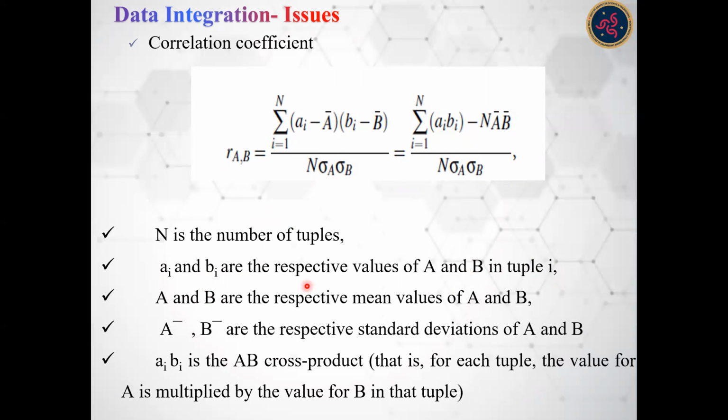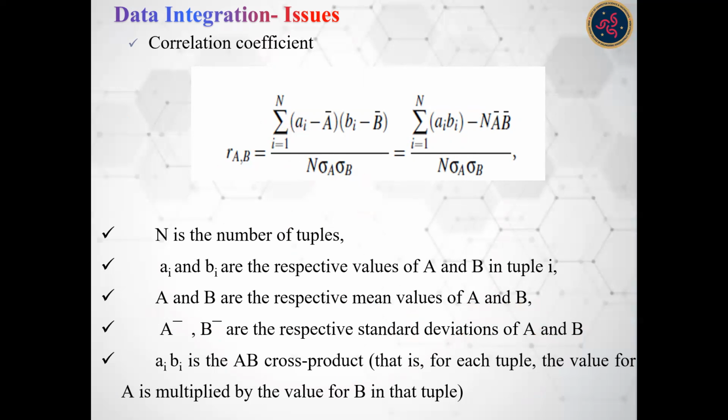Again, we are doing this over the numerical values, right? So we need to find the standard deviation of A and B and the mean values of A and B. The mean values will be A bar and B bar, and sigma A and sigma B will be the standard deviations of A and B. By using this equation, we can find the relation between A and B. This is how we calculate the correlation coefficient.